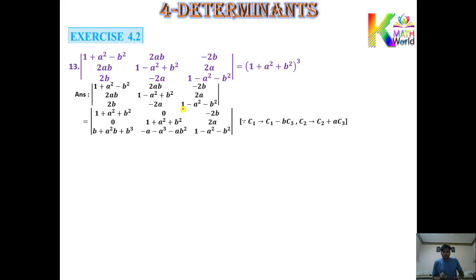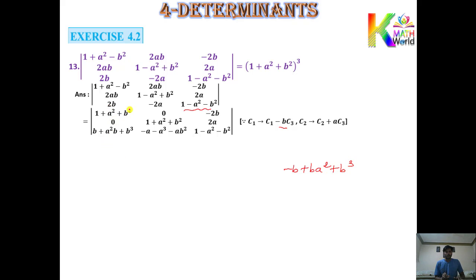Okay, so now this thing got multiplied by which one? Minus b. So what do you get? Minus b times minus b gives plus b square. Minus b got multiplied here, so minus times minus gives plus b cube.